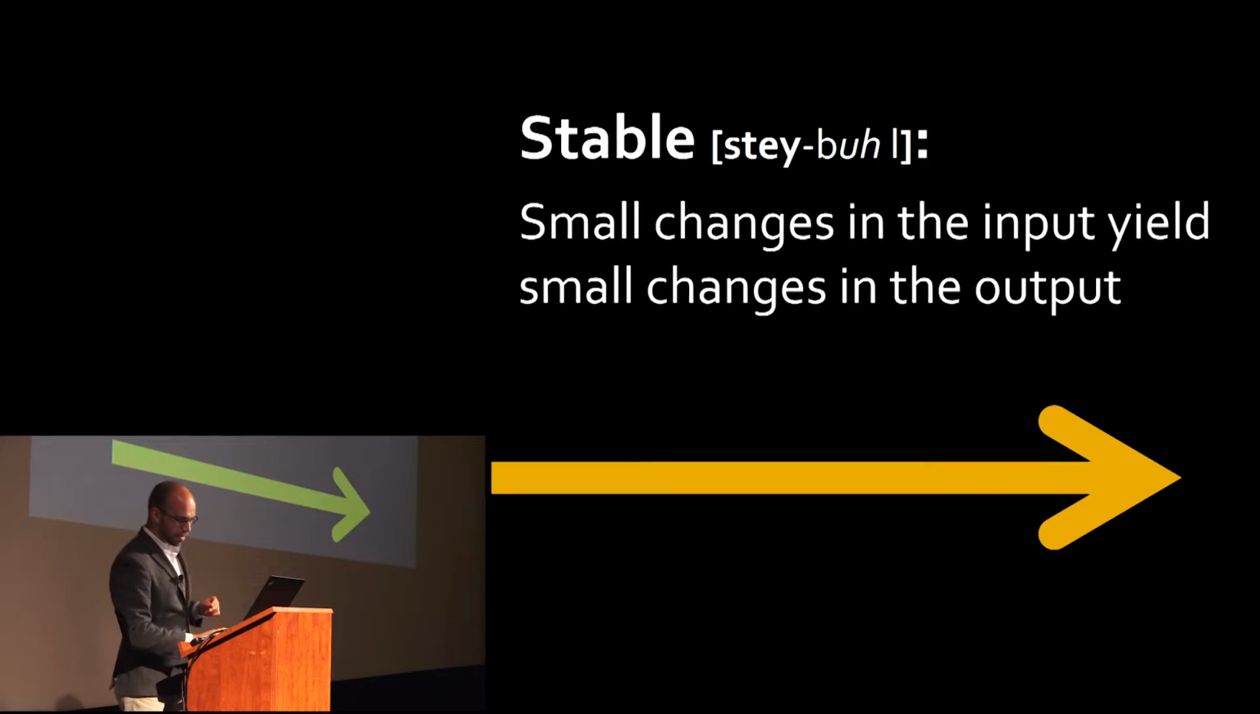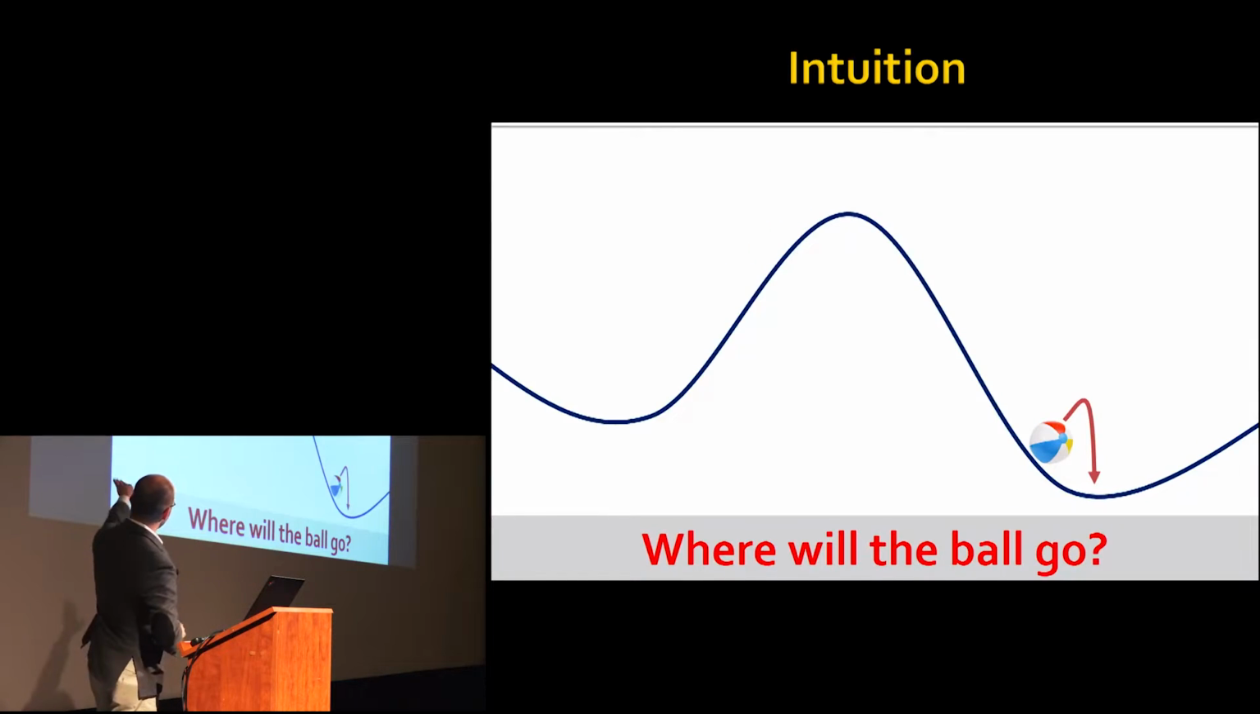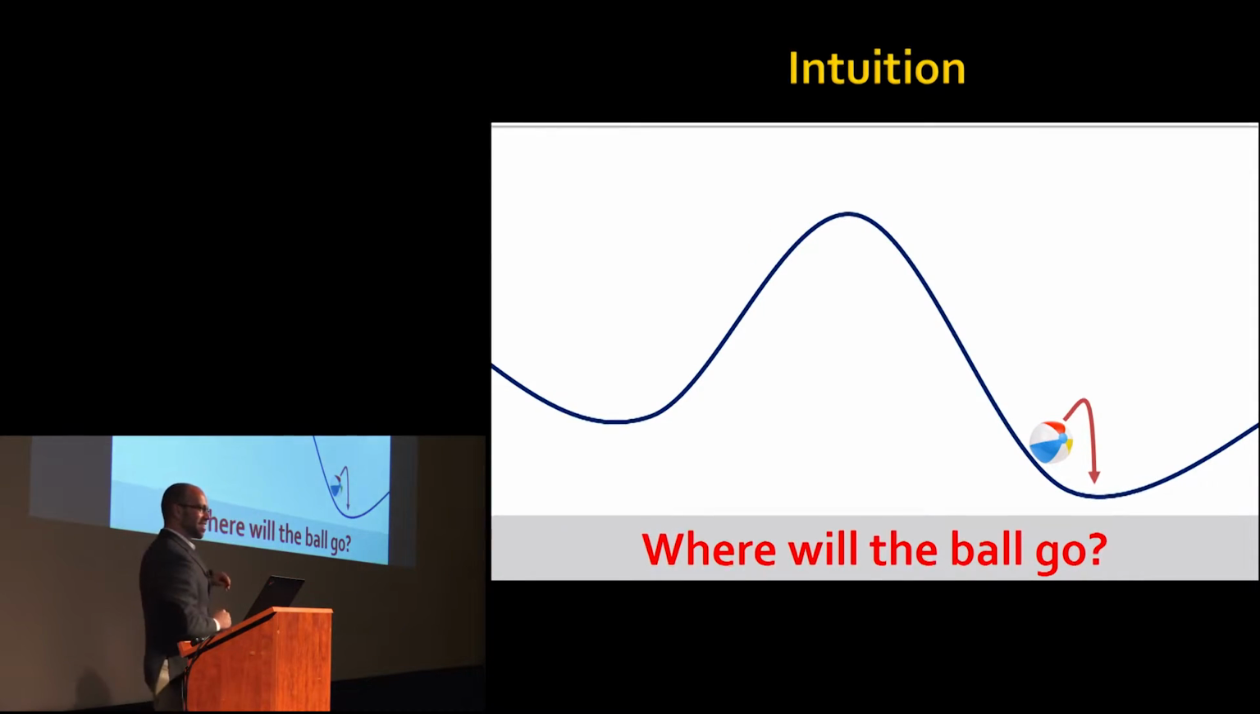So let's give a really small example to start with. Let's say that I have some two-dimensional landscape, and I place a ball on that landscape, and I just ask you, if I let the ball roll, where's it going to end up? Yeah?